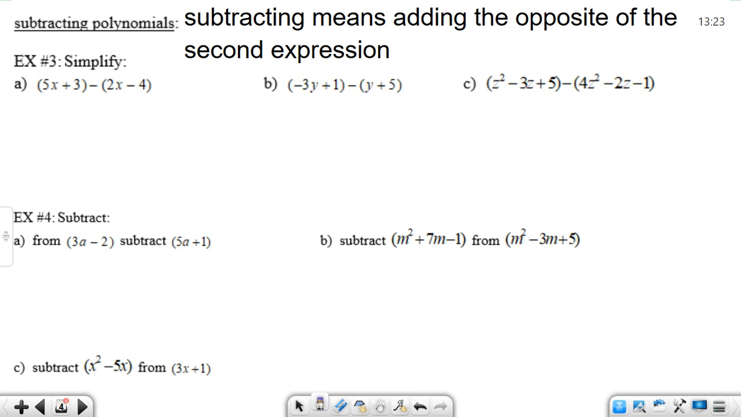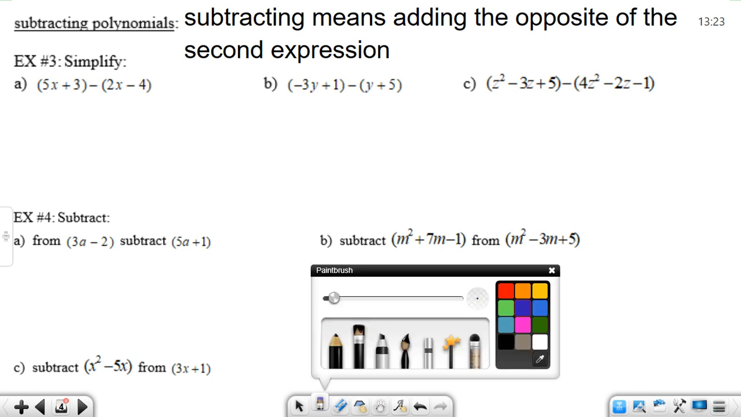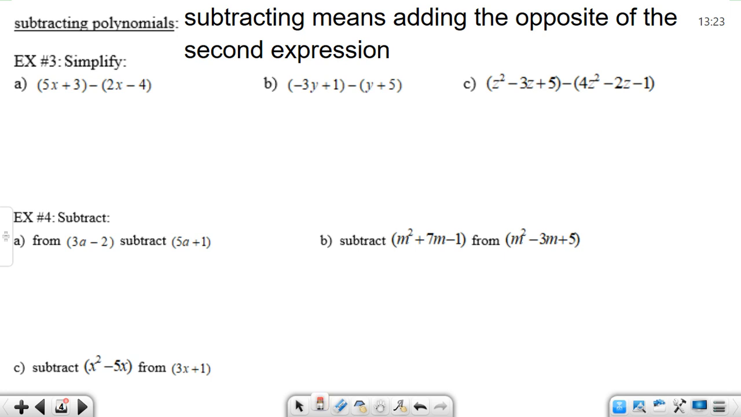So if we look at example 3, it says simplify, and if we look at A, we have 5x plus 3 minus 2x minus 4. So we have a binomial minus a binomial. Now, guys, the first thing we're going to do here, because we're not adding, we're subtracting, recall that there's actually a negative 1 in front of this 2x minus 4. So the first thing we're going to do is distribute the negative 1 through that polynomial.